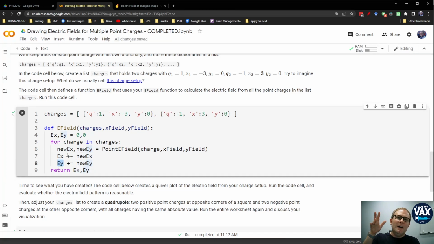So we're using a little bit of Python shortcuts here, nothing to really be frightened of. This plus equals looks really funny mathematically, but in Python speak, it just means add to. So it means take this new EX and add it to EX. So if your EX was 0 before, now it's going to equal new EX. And if it equaled new EX before, we're going to add the new EX to it as you loop over all the charges in the list of charges there. So let's run this to get both of those defined.